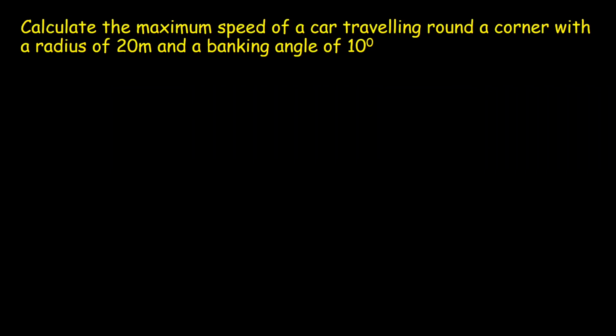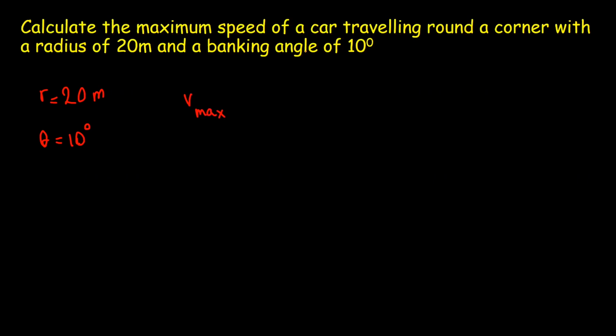Okay, let's go through one example. Calculate the maximum speed of a car traveling round a corner with a radius of 20 meters, so radius is equal to 20 meters, and a banking angle of 10 degrees. We don't have any information about the mass of the car.